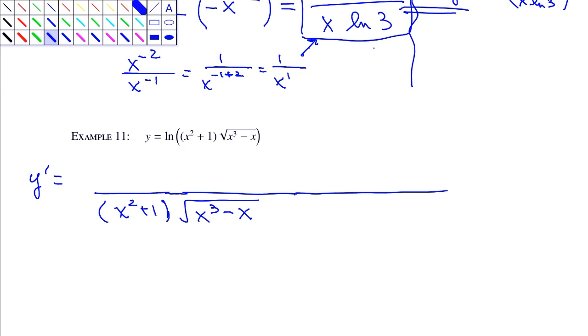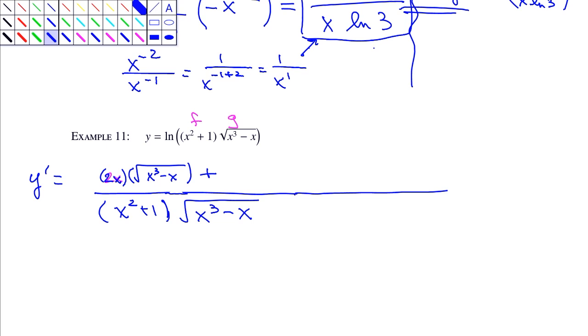Notice that the inside of the natural log is a product. So we have to use the product rule. So to get this derivative, this would be 2x times the square root of x cubed minus x plus the derivative of the square root of x cubed minus x.